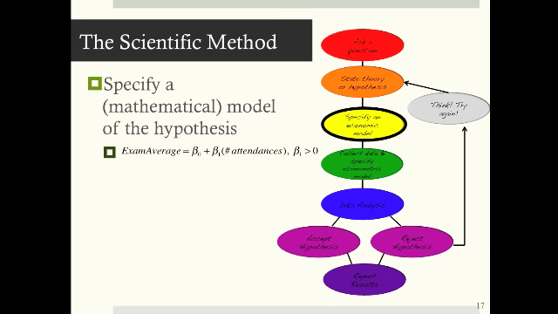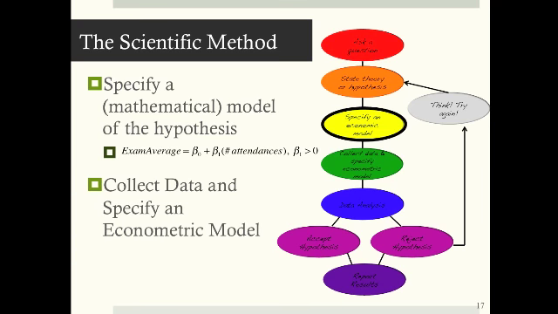And note that models don't necessarily have to be mathematical. They can certainly be a graph, or we can just say things verbally. But since this portion of the course has to do with math, we're going to stick with the mathematical model. So I've specified my mathematical model. I think that as the number of attendances increases, the exam average goes up. So now I'm going to collect data. I'm going to see if this is correct.